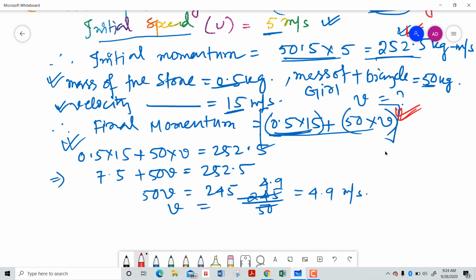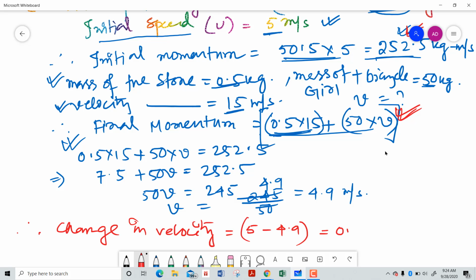So what is the change in velocity? Your bicycle was initially moving with a speed of 5 meters per second, but now it is moving with 4.9 meters per second. So there is a small, slight change. That change is 0.1 meter per second.